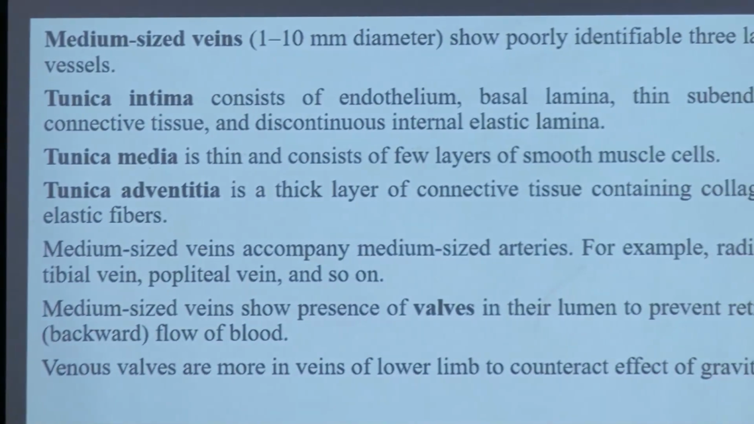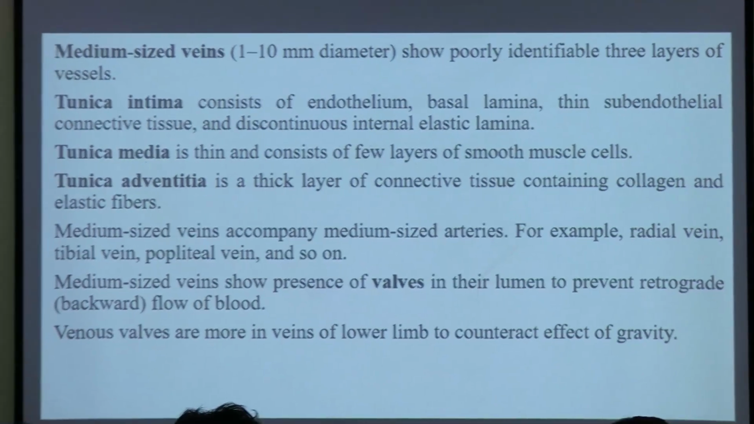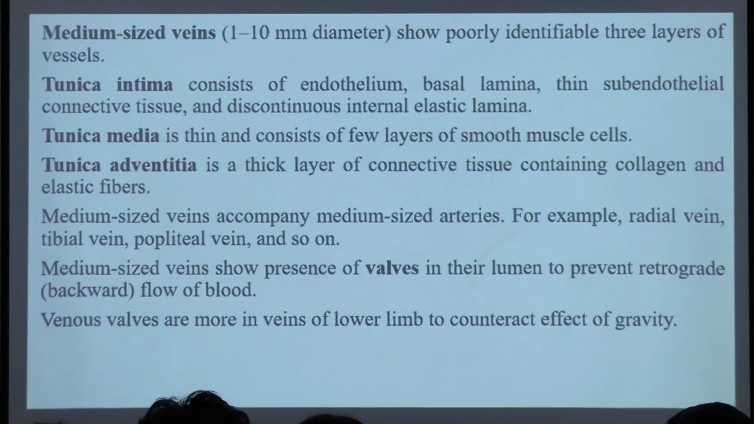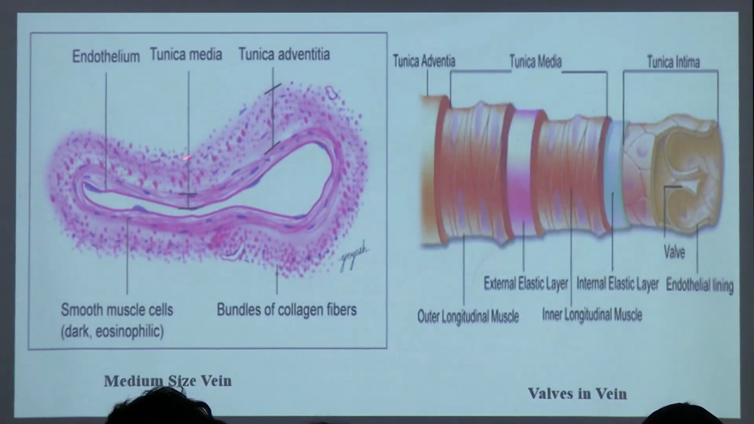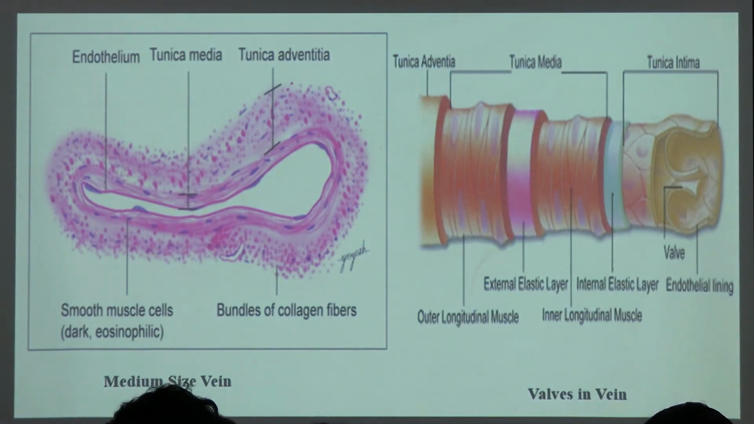Next, the medium sized vein. Now in case of medium sized vein, how to differentiate it based on the diameter? Okay. Let me show you the diagram. So here you can see the diagram of the medium sized vein. In medium sized vein, the diameter remains from 1 to 10 millimeter. Now poorly identifiable 3 layers are present. 3 layers are there, but distinguishing between these 3 layers is very difficult. You cannot distinguish. Okay.